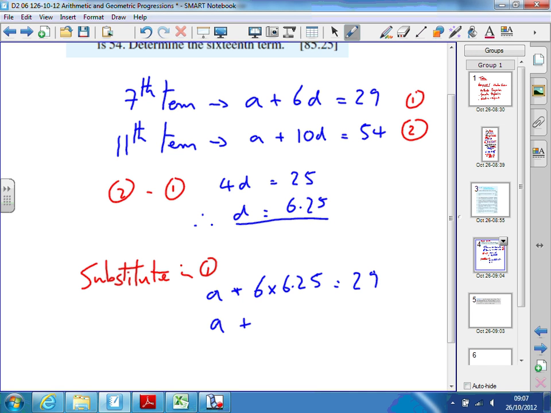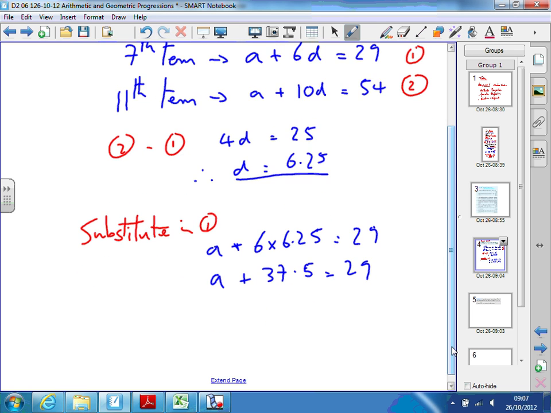So what's 6 times 6.25? 6 sixes are 36, plus another 1.5, 37.5 equals 29. So therefore A equals 29 minus 37.5, which is going to be a negative number. So in other words, the sequence has started negatively. Minus 8.5, thanks Tom. So now we know A and D, we can find the 16th term.